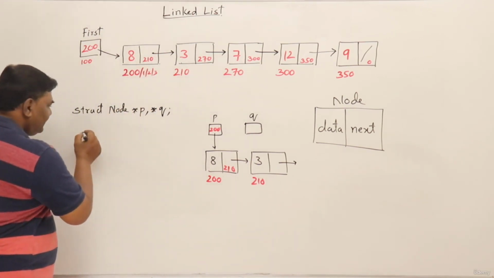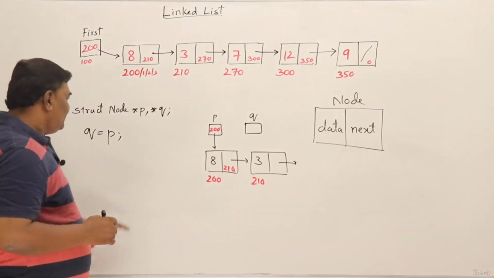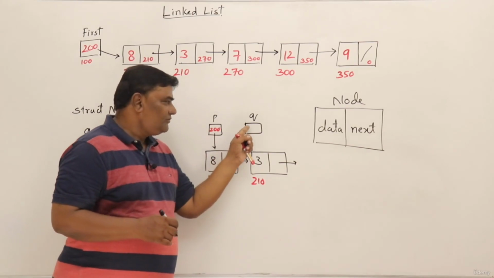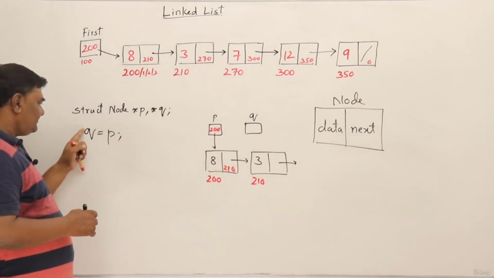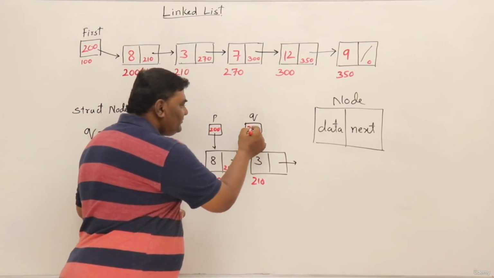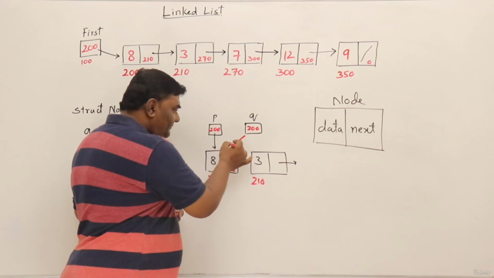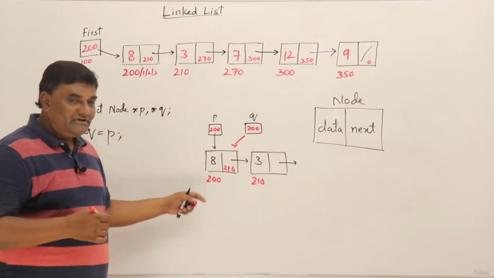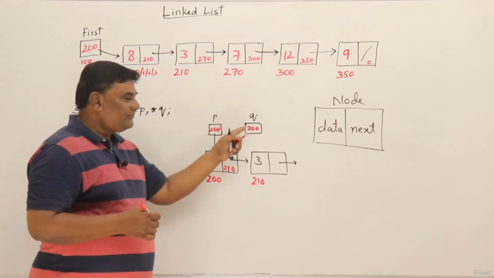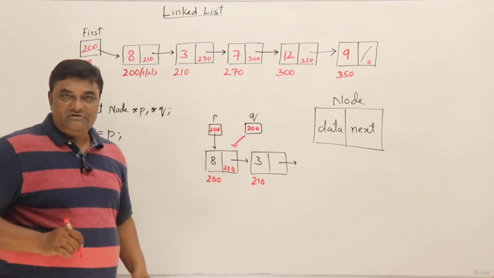See, if I say Q assign P, what does it mean? Q assign P means whatever is there in P has to be stored in Q also. So Q will have the address 200. This 200 is there, so it will also get 200, and Q will be pointing on the same node. This node is 200. So two pointers are pointing on the same node.